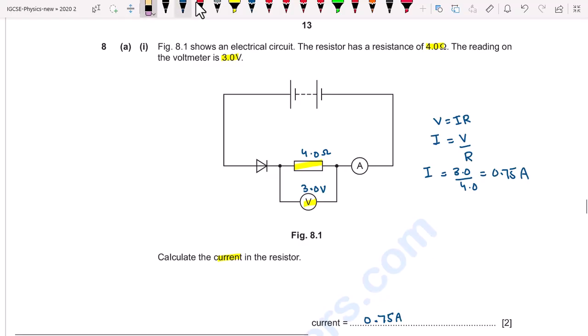In this figure, you can see that this is our diode, and the arrow shows the positive side of the diode, while the vertical line shows the negative terminal of the diode. So the positive terminal of the diode is connected with the positive of the cell, while the negative terminal is attached with the negative terminal of the cell. So next part B.